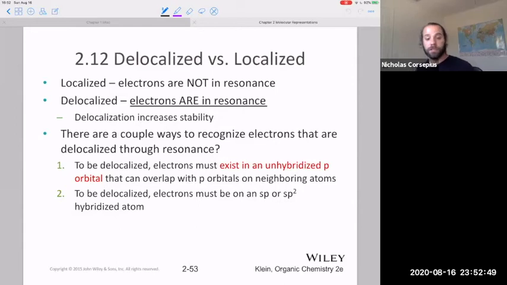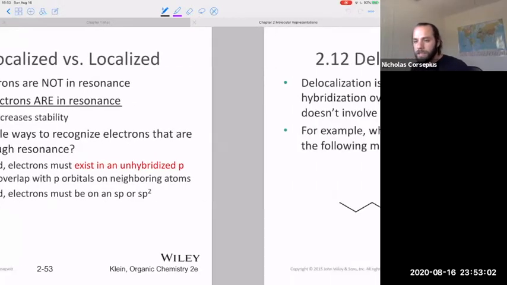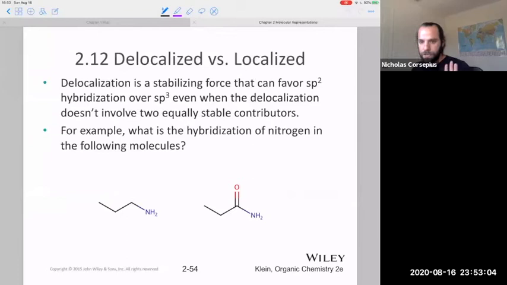What's essential to be a delocalized electron is to be living in p orbitals. Again, it's all about those side-by-side p orbitals and electrons being able to diffuse across them. Okay, so again, most of the time it's straightforward, but there are some tricky situations, so let me just point one out real quick.